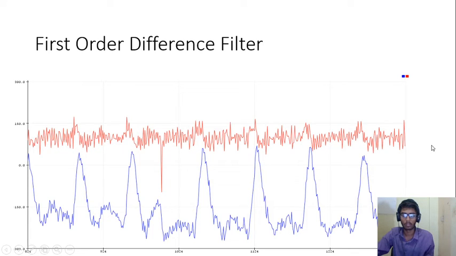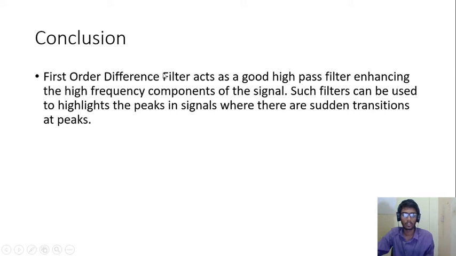So, what do we conclude from this? The first order difference filter acts as a good high pass filter, enhancing the high frequency components of the signal. Such filters can be used to highlight the peaks in a signal where there is a sudden transition. As I told you, we were able to achieve a different kind of output data at the peaks, and this is what it highlights.